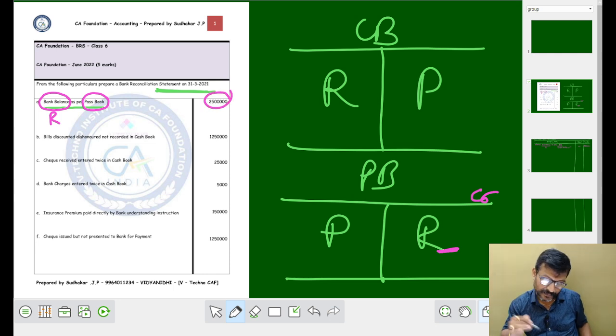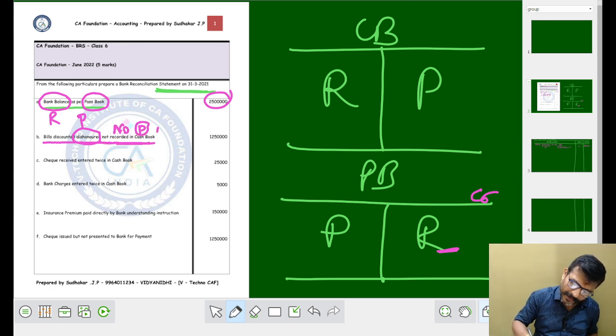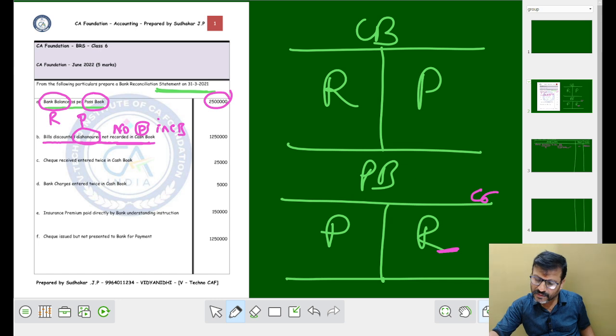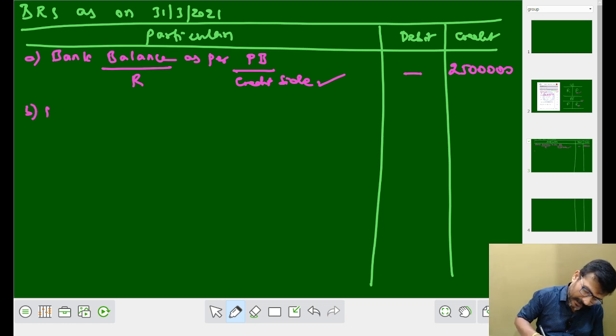Fine. Then next, bills discounted, dishonored, not recorded in the cash book. Bills discounted, dishonored. Dishonored means payment. Not recorded in cash book means no payment in cash book. No payment in cash book, no credit in cash book. We have to take it in credit side. So we have to write B point.